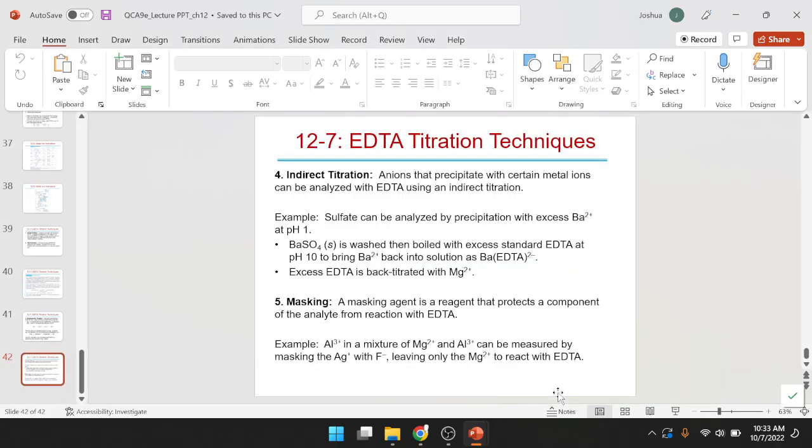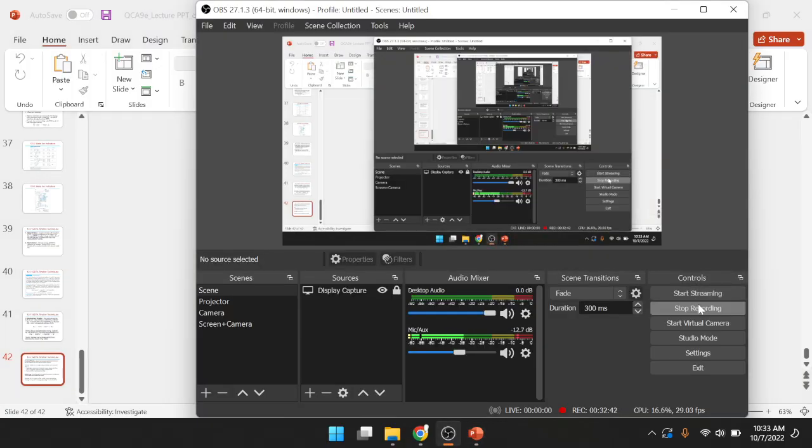And those are your 5 methods. We'll go into the other types of ways of detecting these metal ions, the electrodes, later, okay?